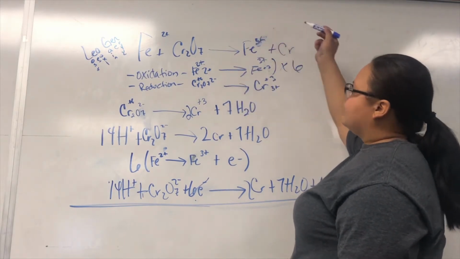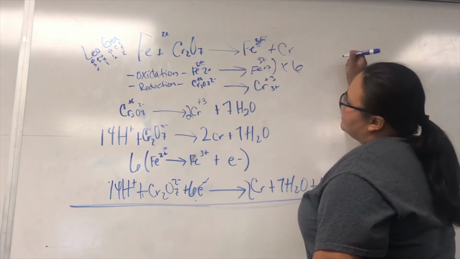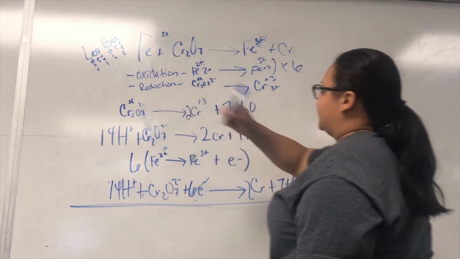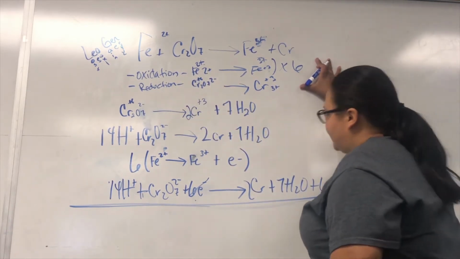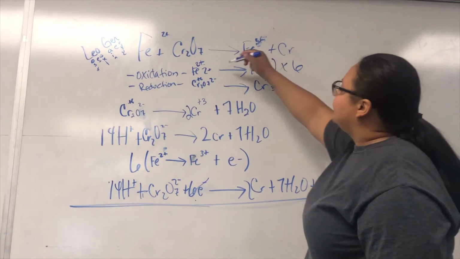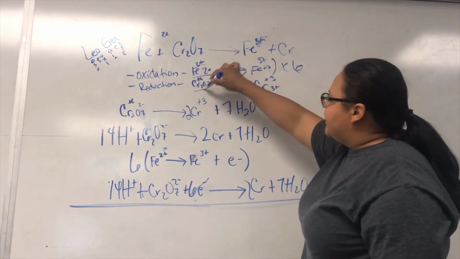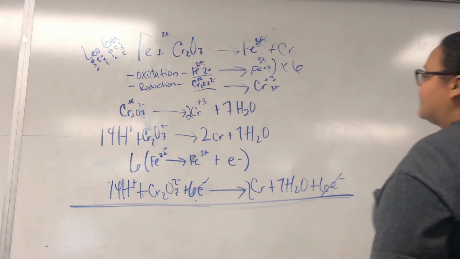We have to separate two half reactions. So one is the oxidation, one is a reduction. Here I already did that. So our oxidation is iron and our reduction is Cr2O7 2-.